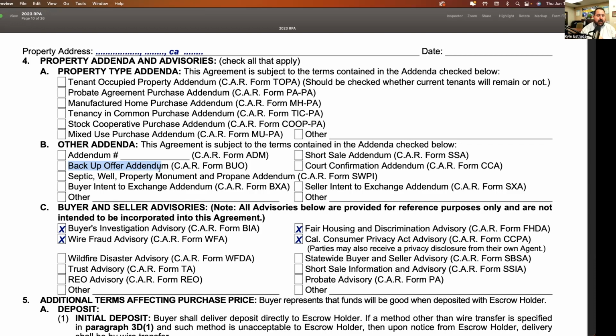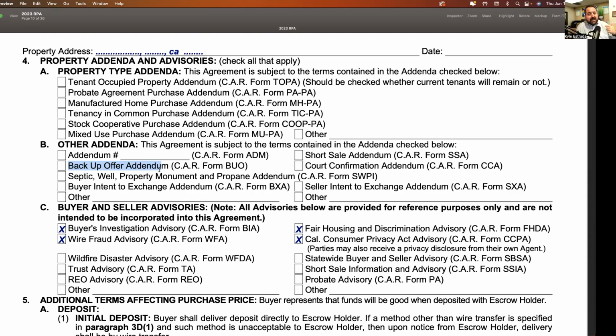The short sale information advisory. I skipped over the short sale addendum, didn't I, at the top? The short sale information advisory is just that. It's just an advisory saying, hey, listen, here are the things that happen in a short sale, and that's it. It doesn't change the terms of the agreement. It's more like, hey, we're letting you know, buyer and seller, this is what could or couldn't happen during a short sale.